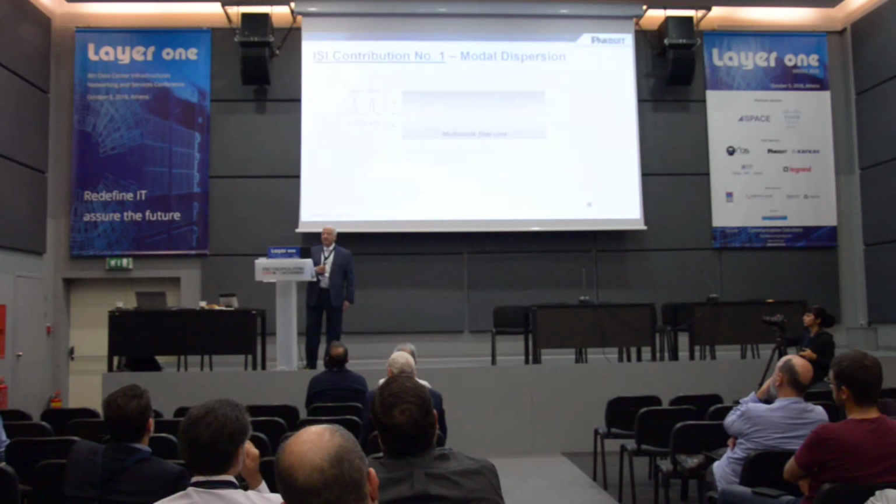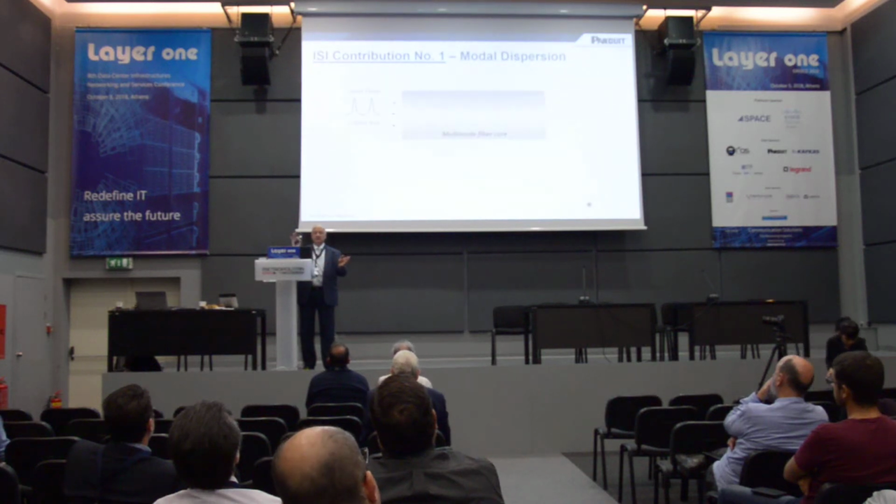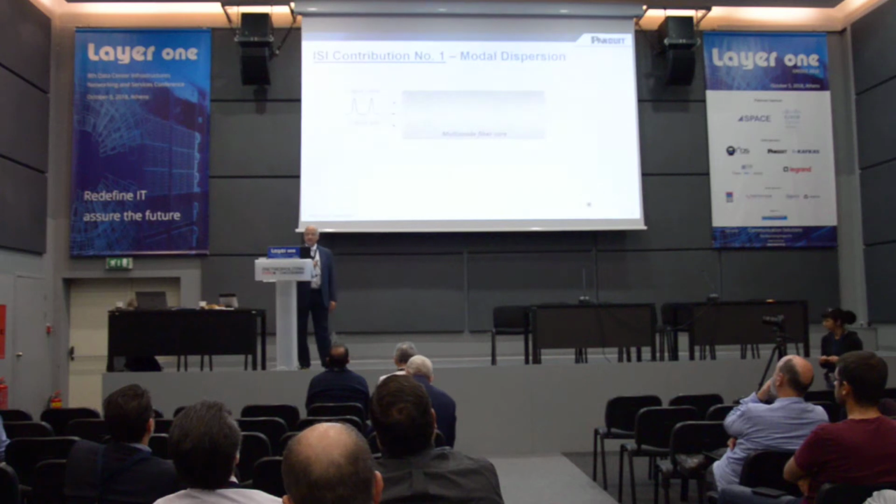So let's say we have 2 bits, we're sending 2 bits down an optical fiber, and what's going to happen is the light's going to expand and it's going to get coupled into all the possible modes or paths it can take.